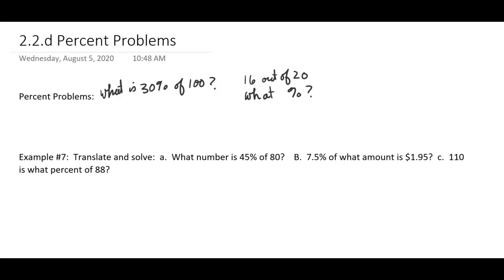And then they could say, well, I saved $30 on a dress, say, and it was 25% off. What was the original price?